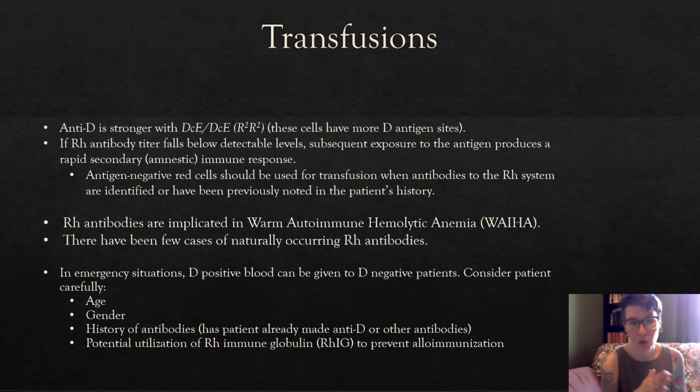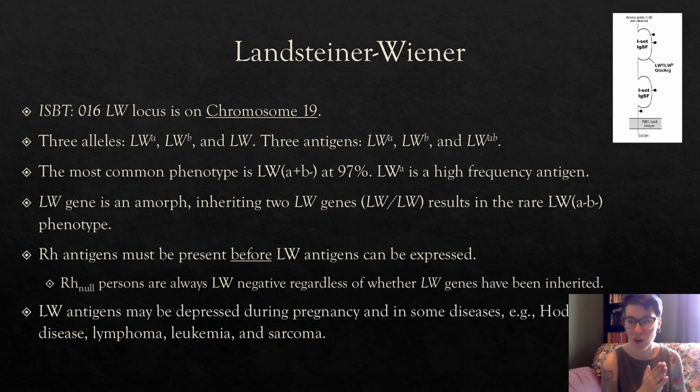So remember everything we learned about antibodies. That's going to translate to how we deal with transfusions. Most commonly, you will give D negative blood to D negative patients. However, in emergency situations, if D positive blood is the only thing available, we would triage based on age and gender. So we might give males or women above childbearing age the D positive blood if that's all that's available. So that's all for the Rh system.